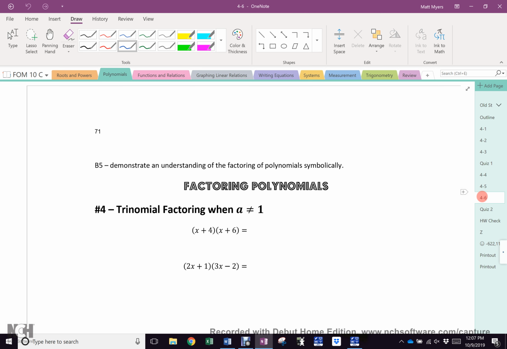Okay? Now, the reason I'm asking you to do that is because your brain cannot function without a good supply of oxygen. And what we are about to do is the hardest kind of factoring that you will do in the 10th grade. So I want everybody ready to roll. Okay?